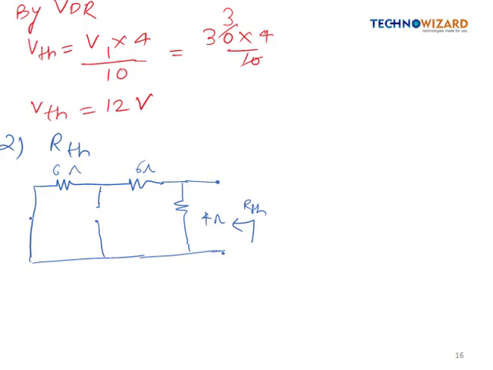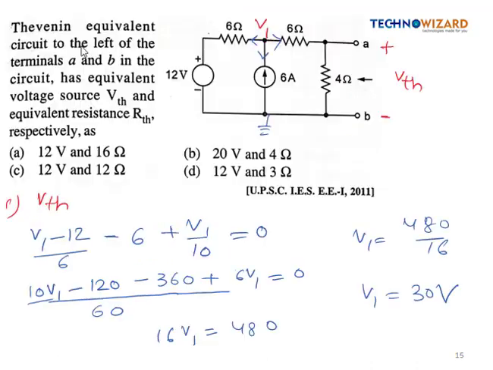Now they both are in series, so it will be 12 ohm, and 12 ohm in parallel with 4 ohm. So it will be 4 into 12 divided by 16, which is 3. So the RTH value is coming as 3 ohm, right? For this question, option D is correct.